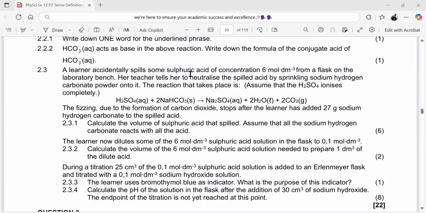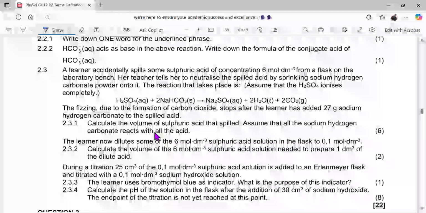The learner now dilutes some of the 6 mole per cubic decimeter sulfuric acid solution in the flask to 0.1 mole per cubic decimeter. Calculate the volume of the 6 mole per cubic decimeter sulfuric acid solution needed to prepare 1 cubic decimeter of the dilute acid.